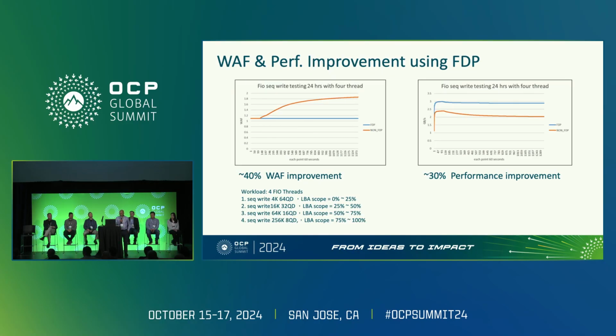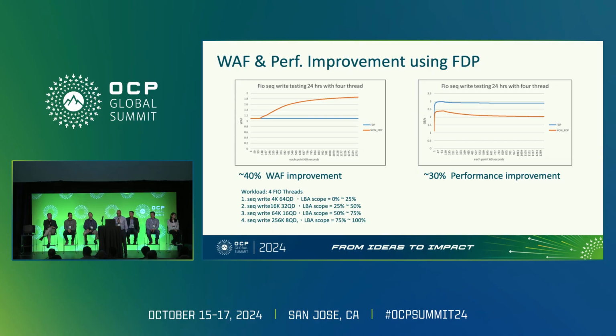So here, basically, I'm showing some measured data. We implemented FDP on our products. The graph on the left shows a write amplification graph with and without FDP. The blue line that you see over here is the write amplification with FDP, and you can see it is very close to 1. And when FDP is not turned on, it is around 1.8, right?